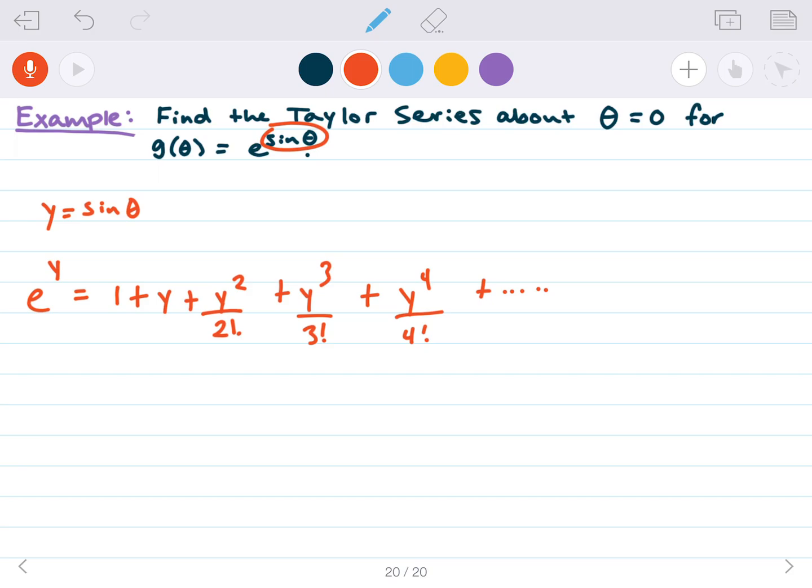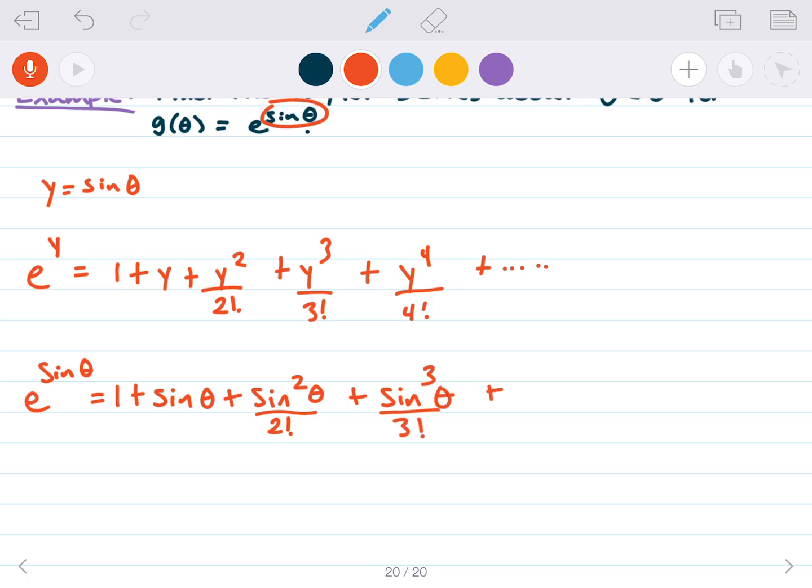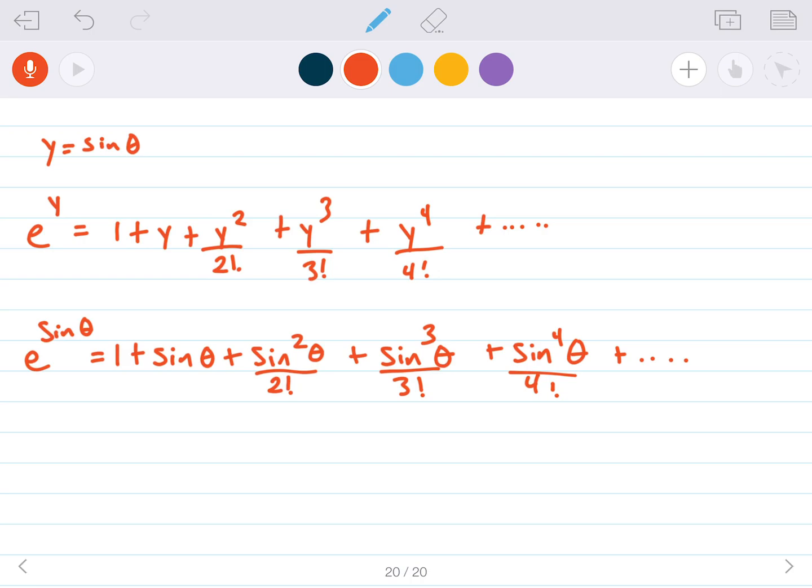And so, once we plug our sine of theta in for y, e to the sine theta is going to be 1 plus sine theta plus sine squared theta over 2 factorial plus sine cubed theta over 3 factorial, and so forth and so forth. Now, if we wanted to get everything just in terms of theta, which is usually a good idea, we can further simplify this because we know what the Taylor series for sine of theta is. Just a note: sine of theta, instead of x, we're using theta, is theta minus theta cubed over 3 factorial plus theta to the 5 over 5 factorial.